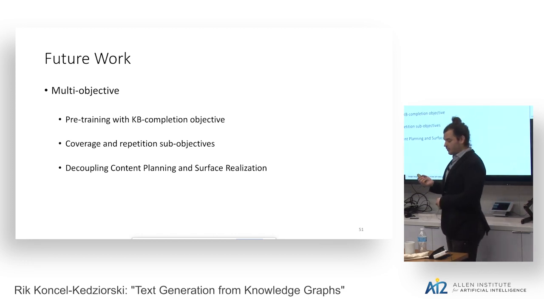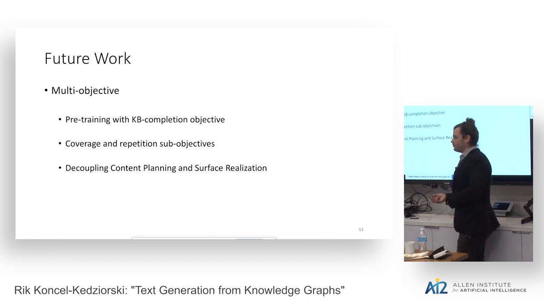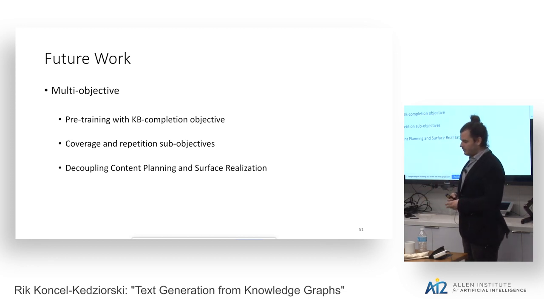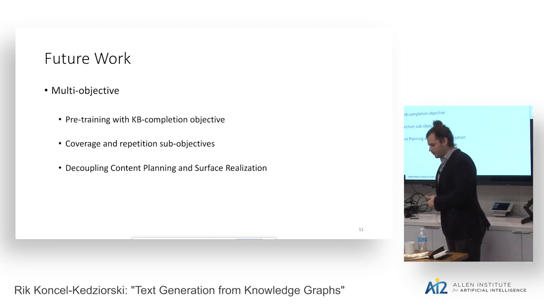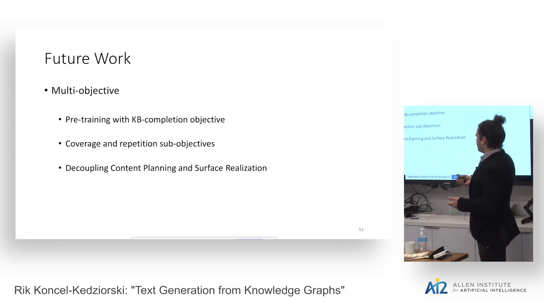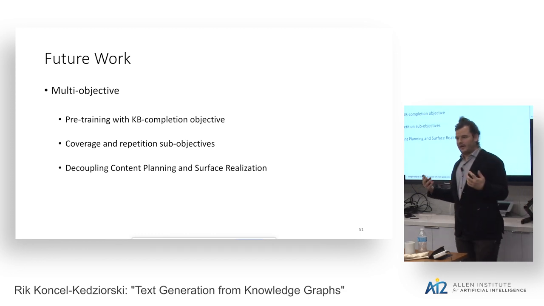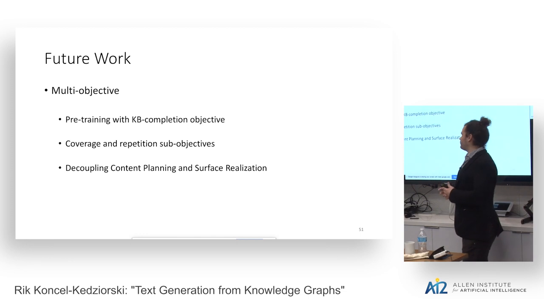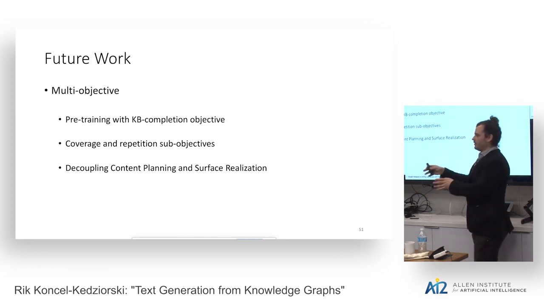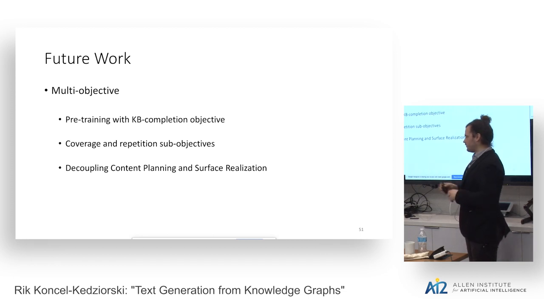There are some techniques for reducing repetition and increasing coverage from the literature. I don't think anybody has figured it out yet, especially for long-form generation, but we might try adding those. And then recently there's been a lot of interest in decoupling the content planning and surface realization steps of long-form text generation. This is possible with our model. Right now we encode the graph, leave it unordered, and then just generate multiple sentences from it. But you could imagine encoding the graph, then inferring an ordering of the encoded vertices, and then generating in a much more incremental fashion.